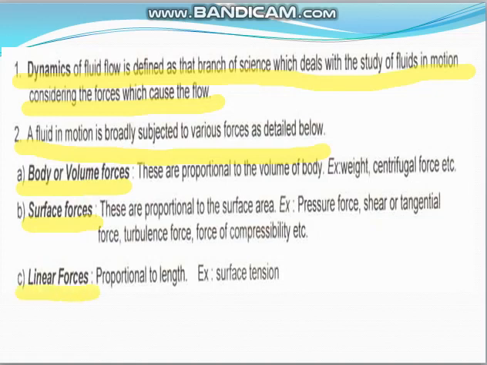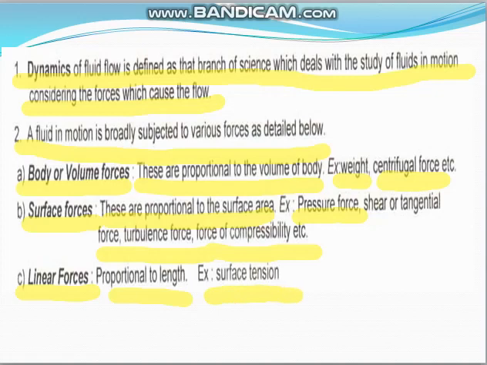I told you that generally body or volume forces are proportional to the volume of the body. Example we can see here, weight or centrifugal force. Coming to the surface forces, these are proportional to the surface area. Examples are pressure force, shear and tangential force, turbulence force, force of compressibility, etc. Coming to the linear forces, which are proportional to length, one example is the surface tension.